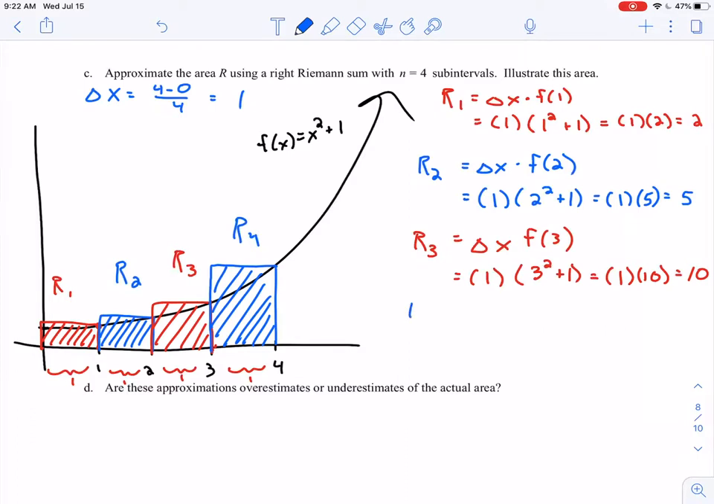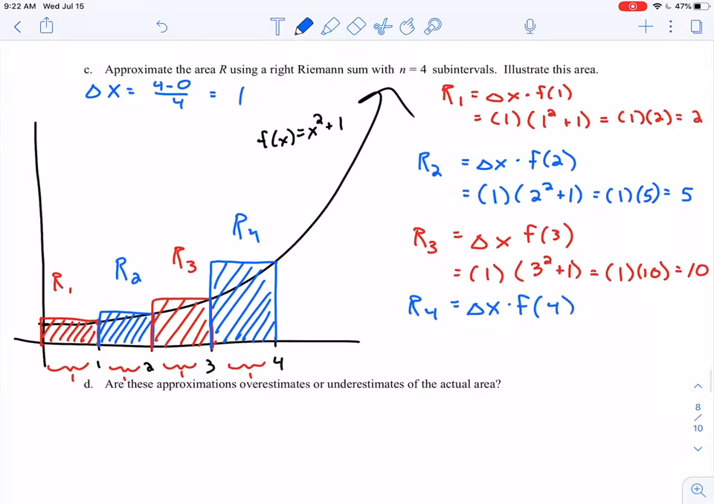If I want to calculate the area of rectangle 4, its base, which is still delta x, times the height of my function at 4, so that is f of 4. So this is 1 times 4 squared plus 1. This is 1 times 17, which gives me 17.